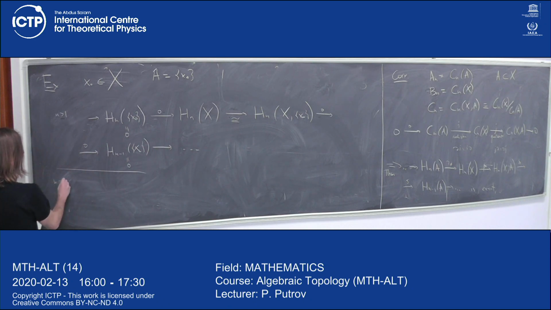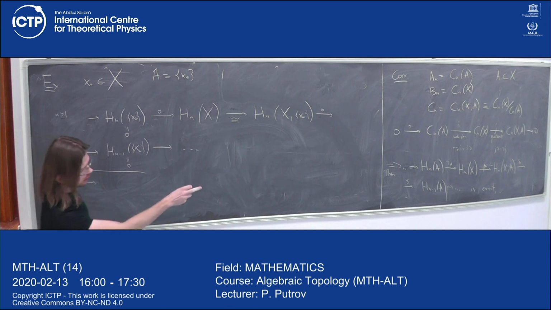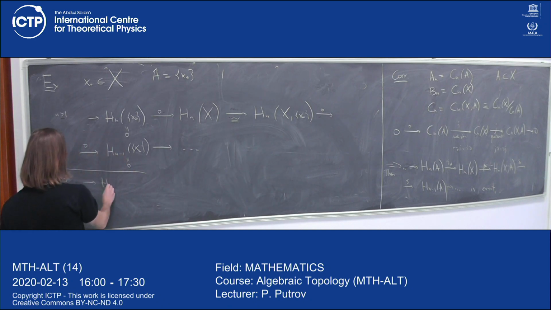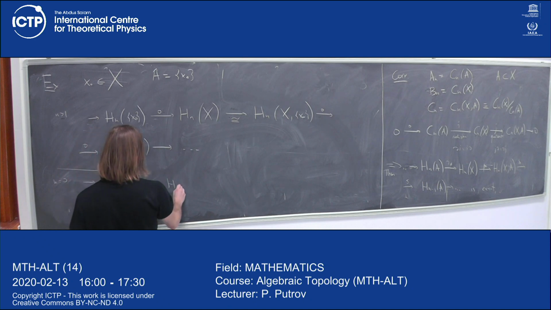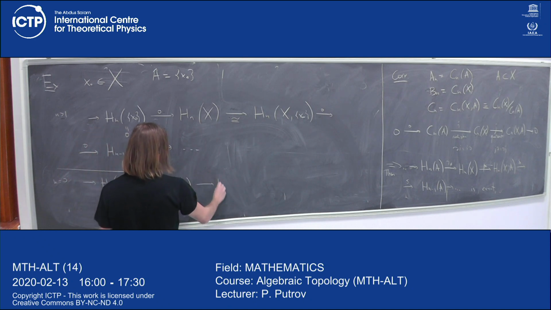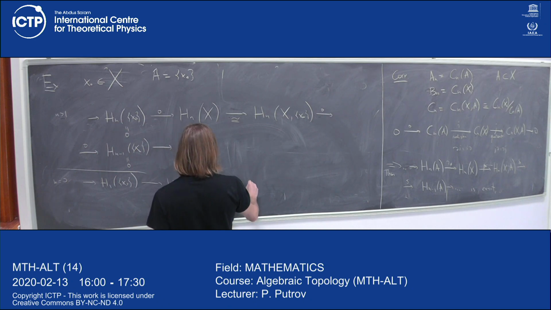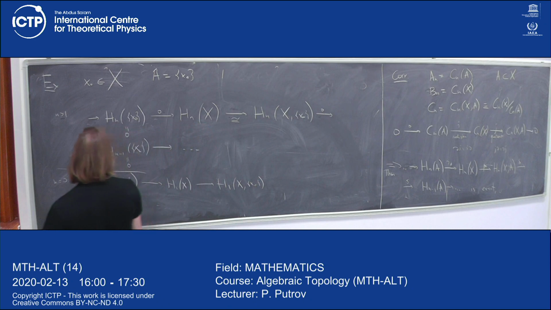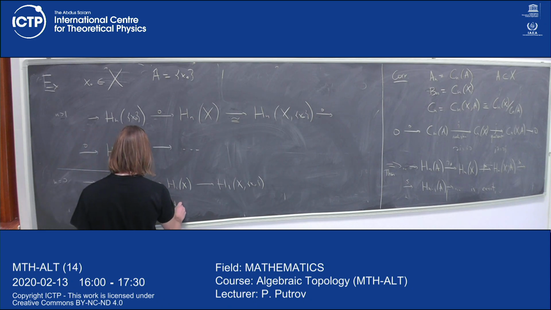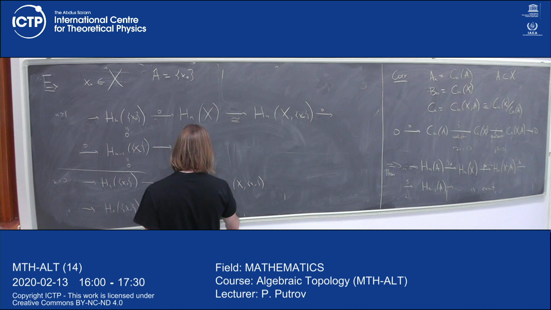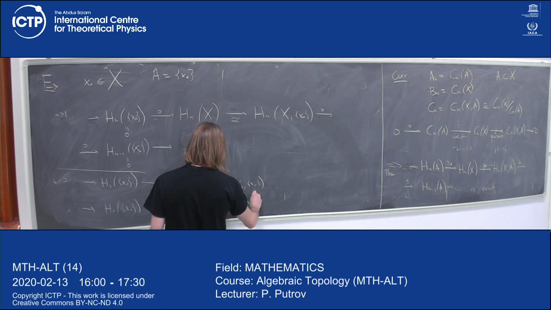Okay, so what happens when n equals 0? How does the end of this sequence look? This will be something like H1 of X0, H1 of X, H1 of X relative to X0, then H0 of X0, H0 of X, H0 of X relative to X0, and then it should be 0.